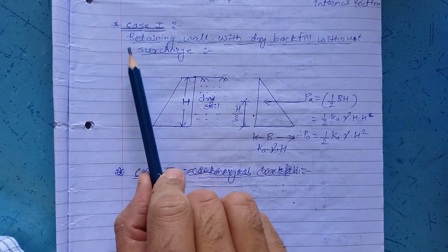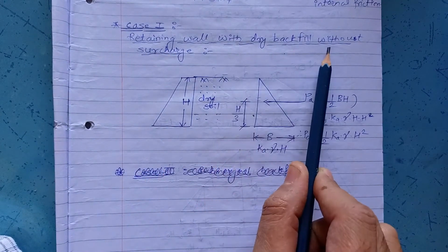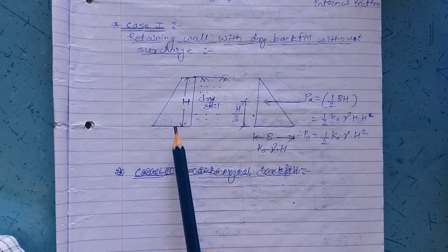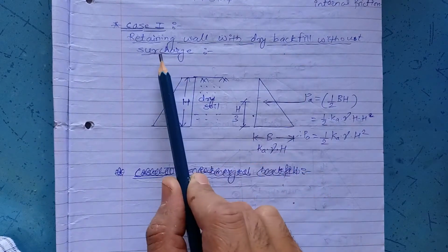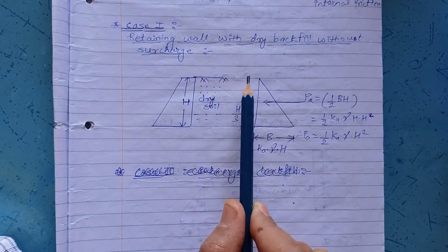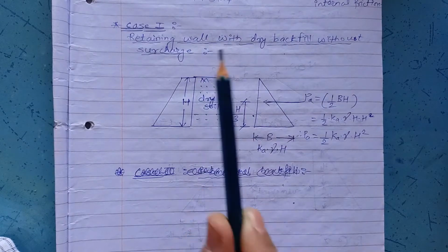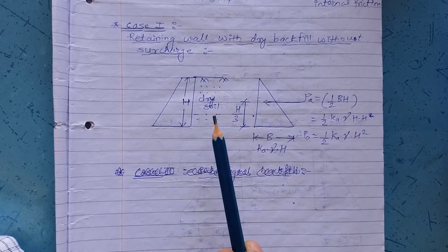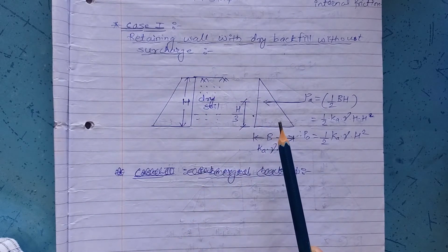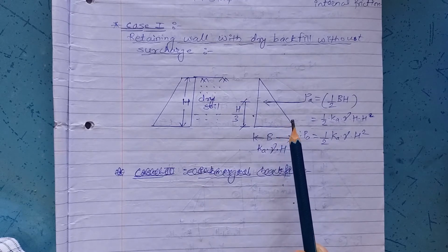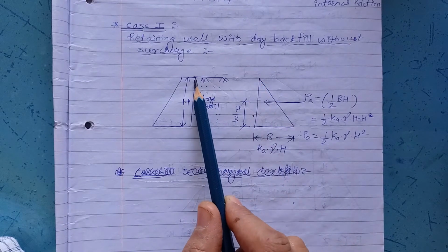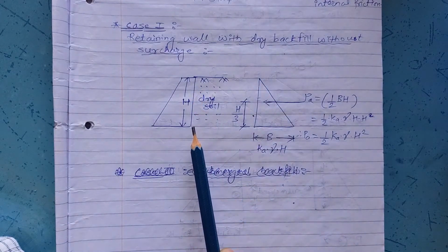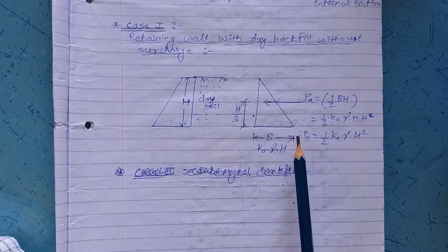This is the very first case: retaining wall with dry backfill without surcharge. This is the retaining wall, and this is the dry soil. Without surcharge means no extra loading is provided over the plane surface of the backfill. This is the pressure diagram for the same, which you might have studied. As the depth of the backfill increases, the pressure intensity goes on increasing.